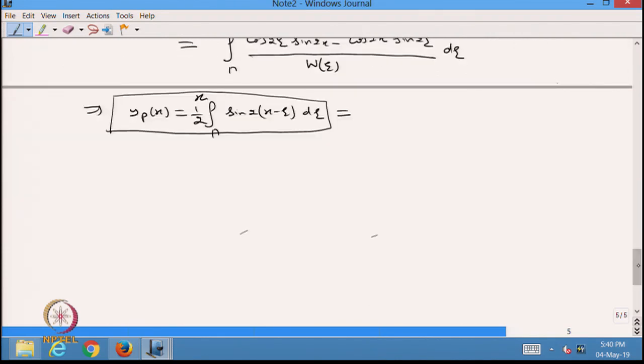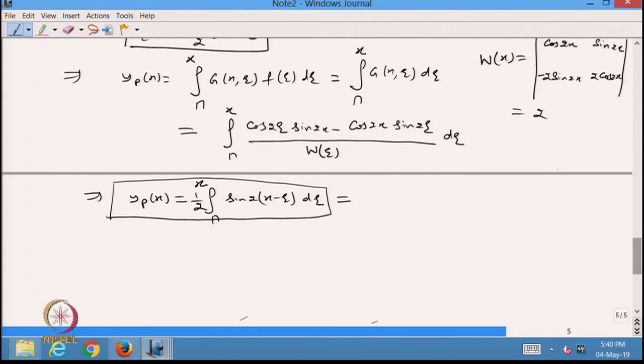Now, from here I am able to find y_p(x). So, this y_p(x), now I take what will be the value of y_p at π. So, y_p at π will be the integral from π to π of sin 2(x minus ξ) dξ, and this value is equal to 0.